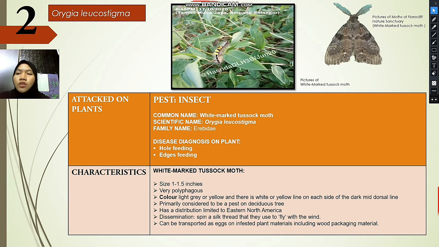The disease diagnosis on this plant is cold feeding and edge feeding. As you all can look here, the pictures of white mark tussock moths, and this is the picture after it has become a butterfly.